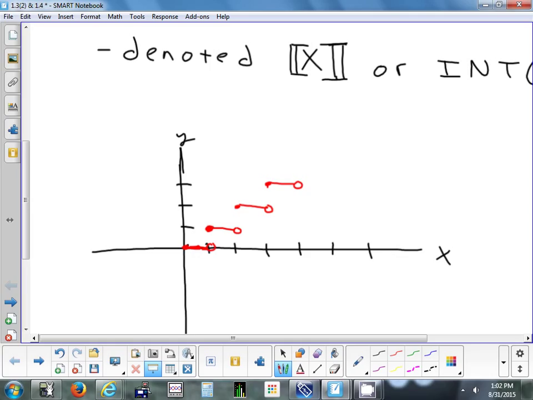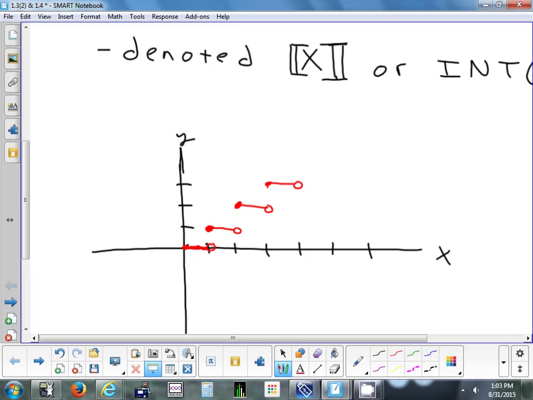Then 1.1, 1.2, all the way up to 1.9 repeating. The greatest integer less than or equal to 1.9 is, sorry, 1. And then when you get to 2, you don't include the endpoint. You jump up to the next step, jump up to 2. So any questions about these open and closed circles?